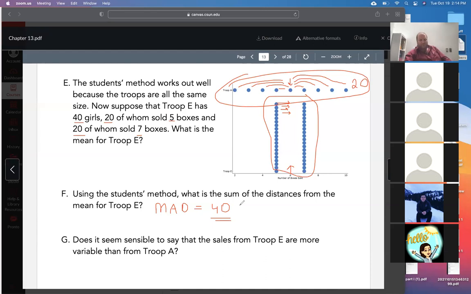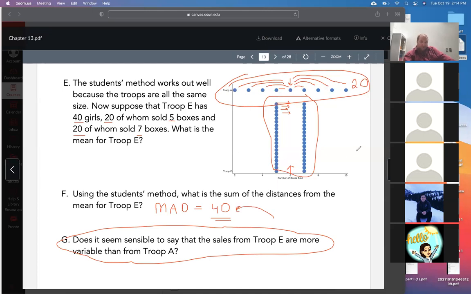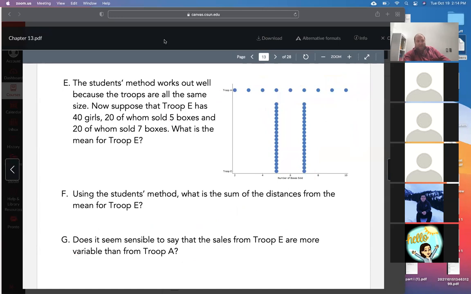So does it seem sensible to say that the sales from troop E are more variable than troop A? We get a bigger number, 40 versus 20, but intuitively, do we feel that group E has more variance? And the answer is no, we don't feel that way. Everything in group E is close. Group A is all spread out. So give me a reason why you feel that group E's MAD should be so high compared to group A's if group E has a smaller variance. What would be a reason for that?